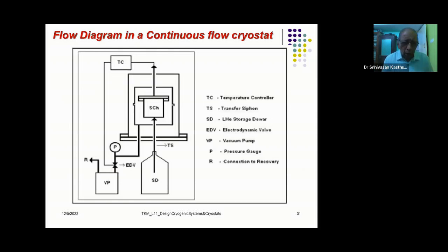Now you can see the total arrangement of the continuous flow cryostat. There is a storage reservoir, and from the storage reservoir a transfer line is directly connected, and then this is the sample chamber, and the cooling takes place on the sample chamber. The same coils also cool the radiation shield, and from the radiation shield it goes through the electrodynamic valve to the pump, and then it goes to the recovery.